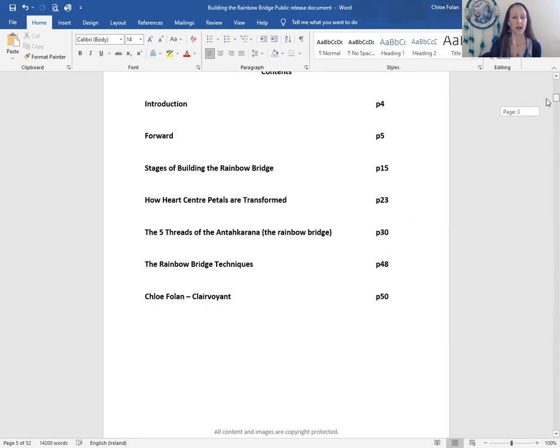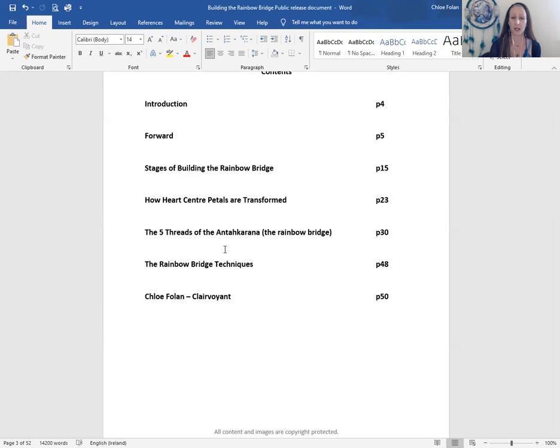The following chapter is how the heart center petals transform. And the third chapter, well, I call it the third chapter because I consider stages of building the Rainbow Bridge, how the heart center petals are transformed, and the 5 threads, the main contents that everything else has been built around within the PDF document. The 5 threads of the Antahkarana, I would consider the heart of this work, quite literally.